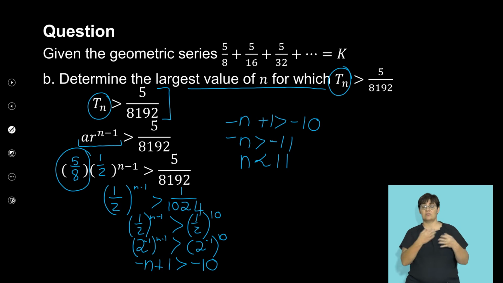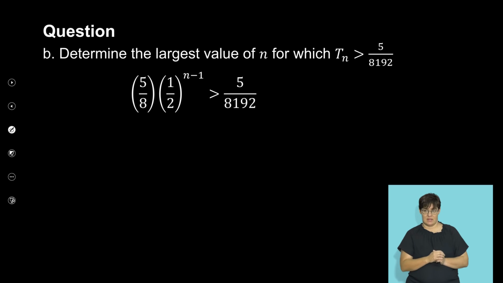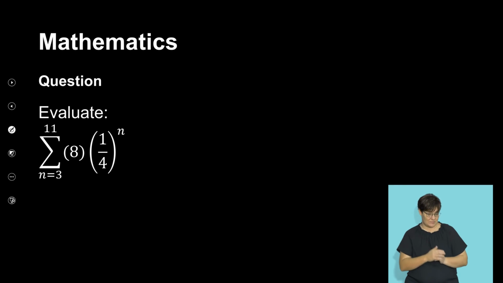So the largest value for n for which Tn is greater than 5 over 8192 would have to be 10 because 10 is 1 less than 11. So the 10th term will be the largest value of n for which Tn is greater than 5 over 8192. Great, let's move to the next example. So I'm determined, this is the same slide, moving on to the next example.